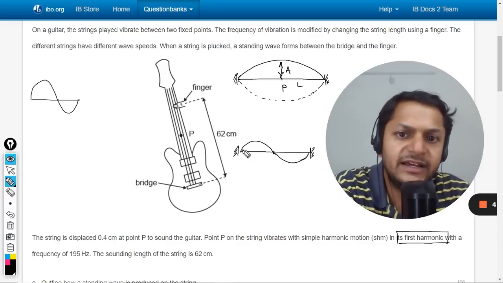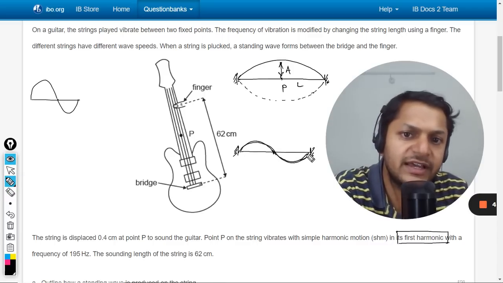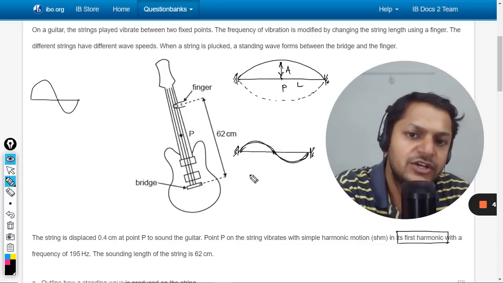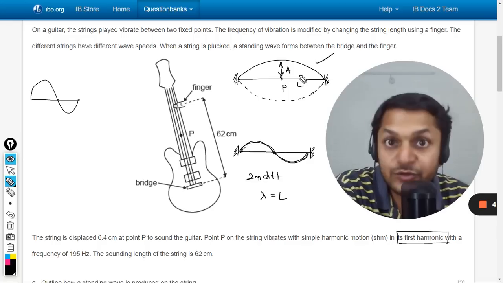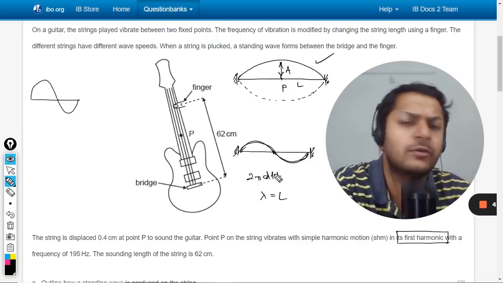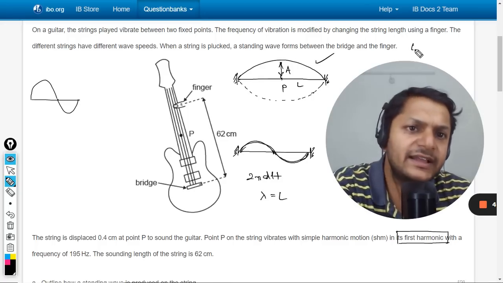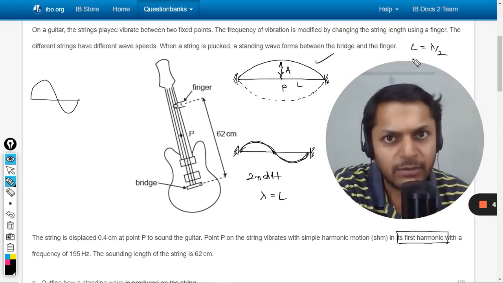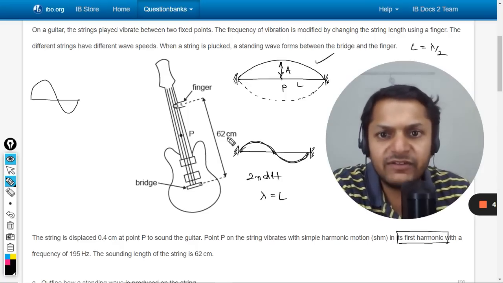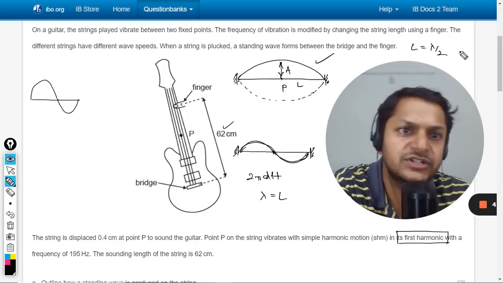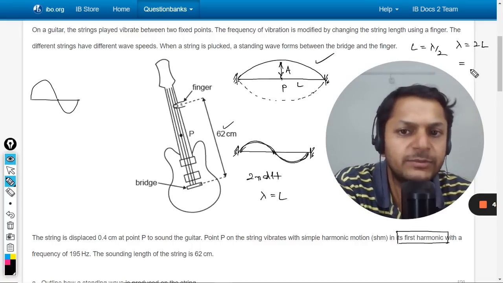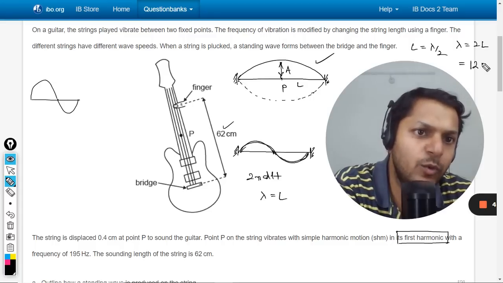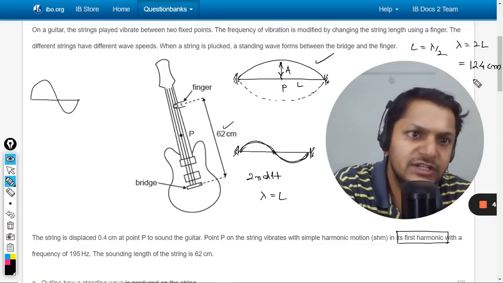Clearly this length of the string is equal to one wavelength. So this is the second harmonic, and in this we can say that wavelength is equal to L. But this is just for introduction or understanding. In our case in this question, L will be equal to lambda by 2. Accordingly, we can find the wavelength because length is given as 62 centimeters, and so wavelength will be equal to 2L, which is 62 multiplied by 2. So that will be 124 centimeters.